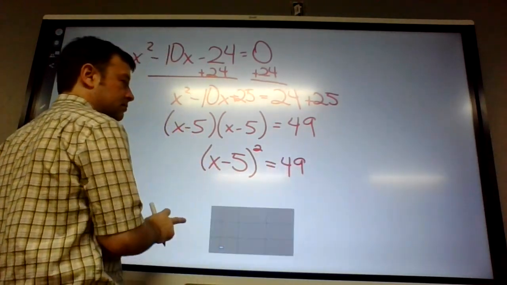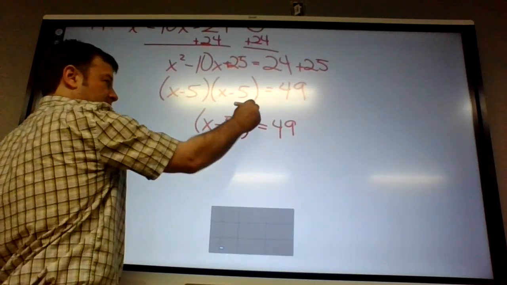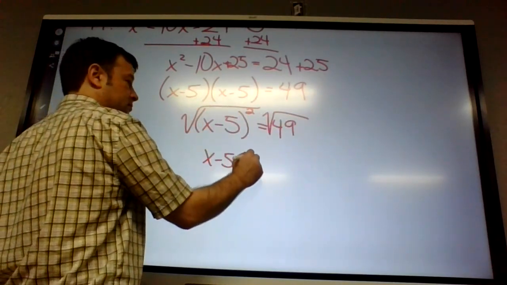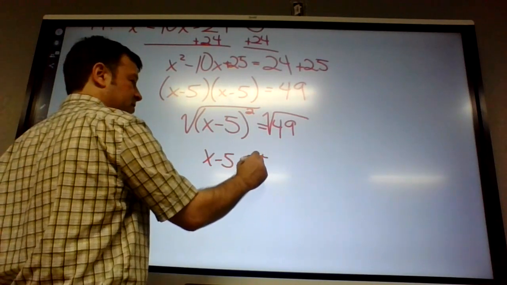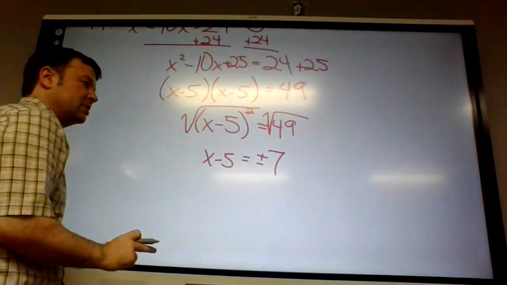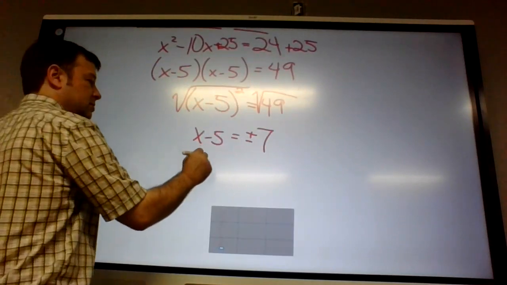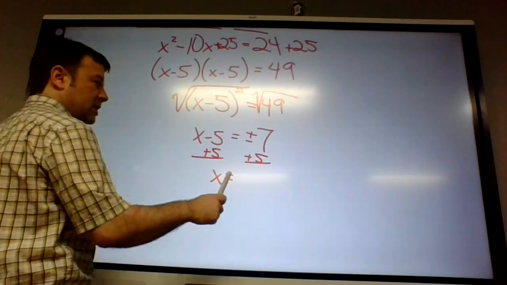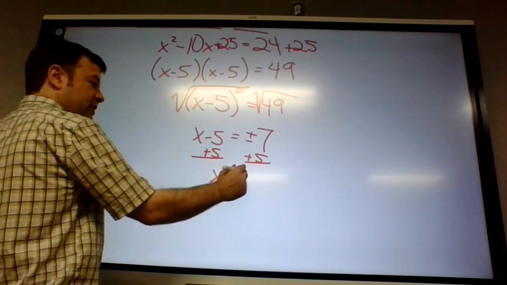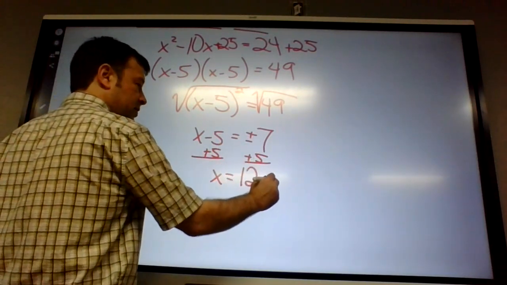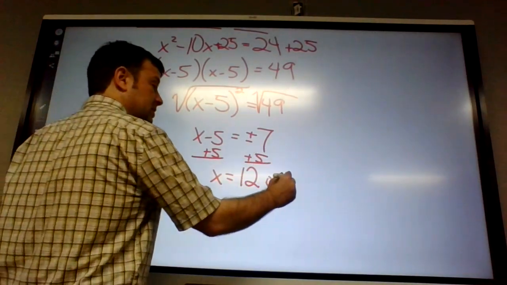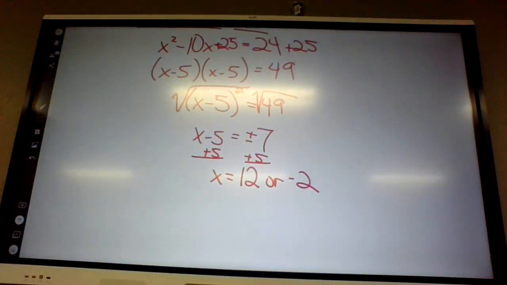And then square root it. Square root of 49 is 7. And then plus 5. Okay, 7 plus 5 is 12, or negative 7 plus 5 is negative 2.